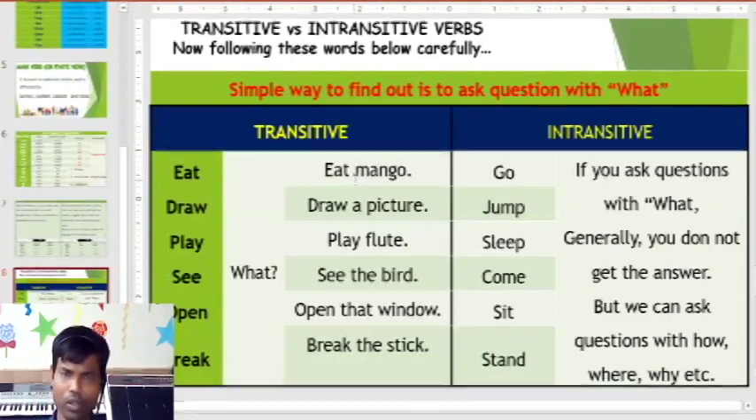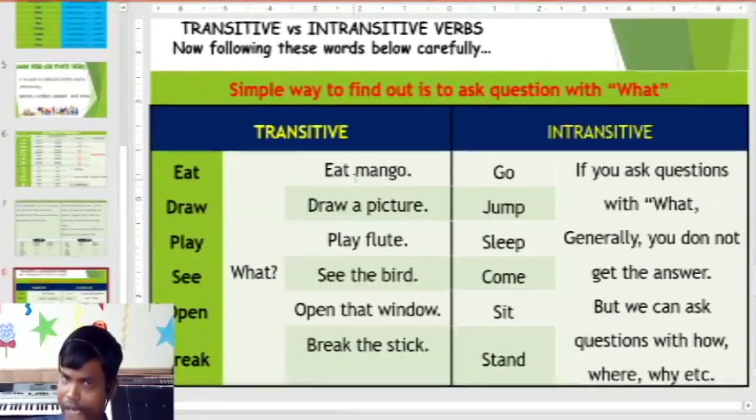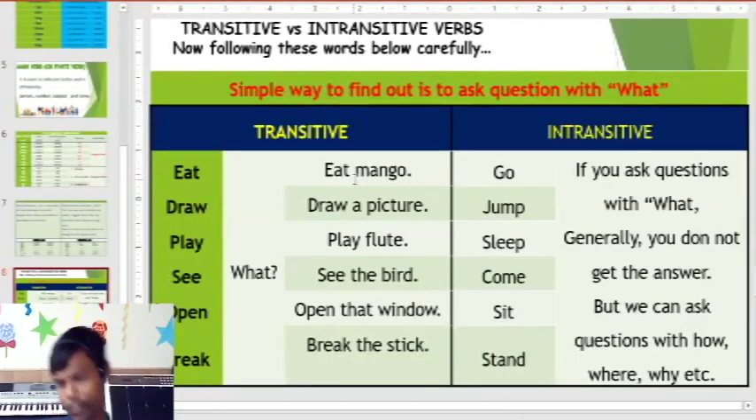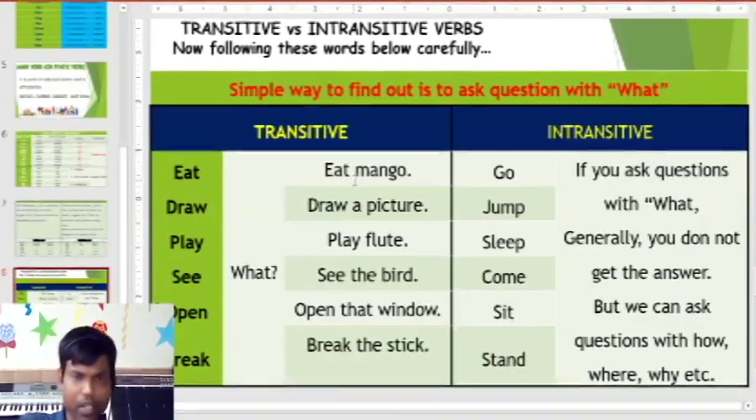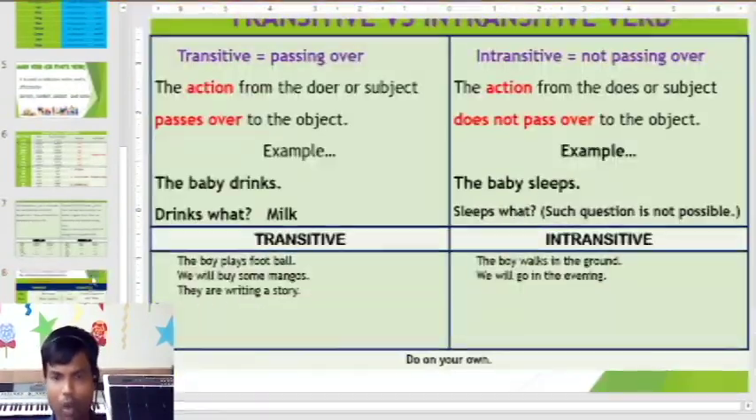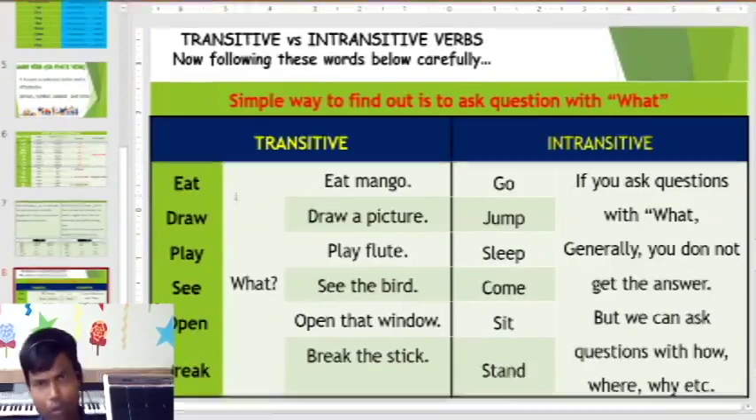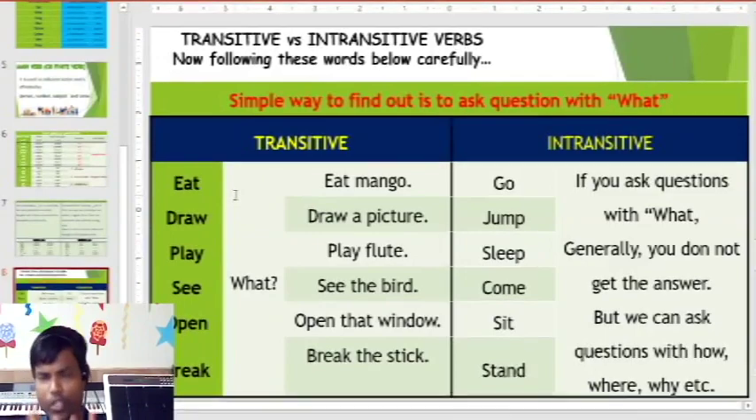The work, the action, eat, immediately it takes an object. Eat, eat what? See, that question comes. That means the action passes on to the object. Eat what? Mango. And because the act passes on to the object, we call it a transitive verb. Now, how should you know? How will you find out which is a transitive and which is not a transitive verb?